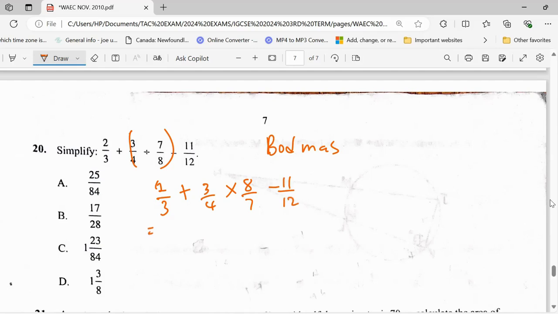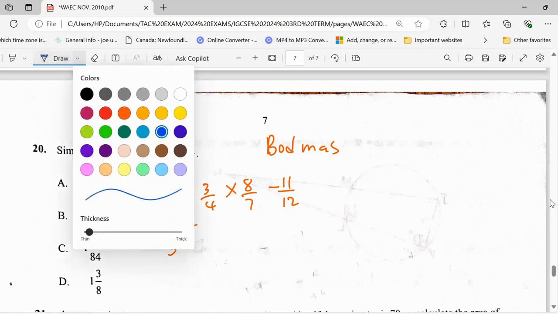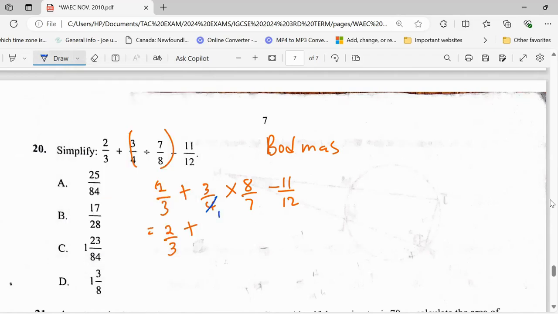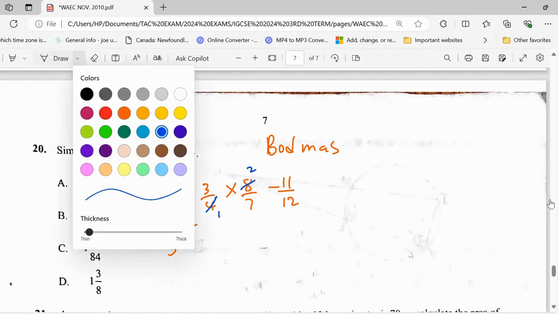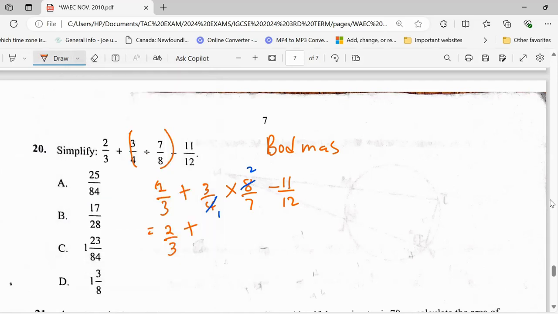So we go on to 2 over 3. Then plus, if you look at this, 4 can go here. 1, 4 here is 2. 3 times 2 will give us 6. So this is 6 all over 7 minus 11 all over 12. Now we can take the addition, or of course, we can take all of them together.